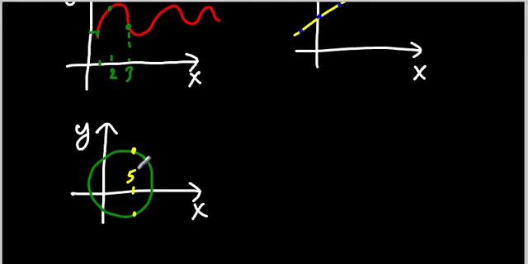So that violates the definition of a function. For each input x, there can only be one output. But in this case, we have two outputs. Let's say this is a positive number, and that's a negative number. So this is not a function.